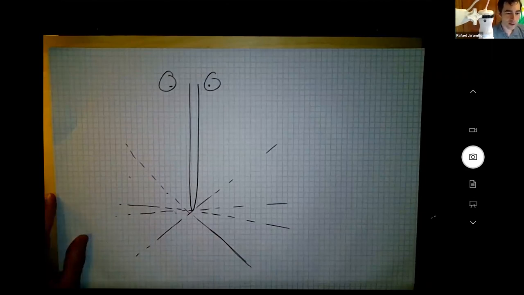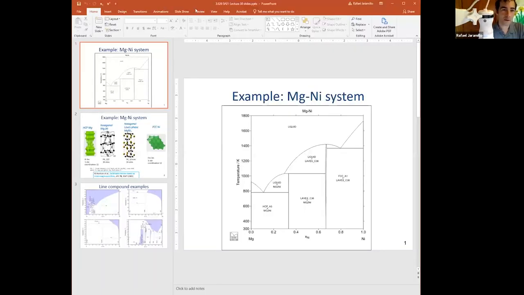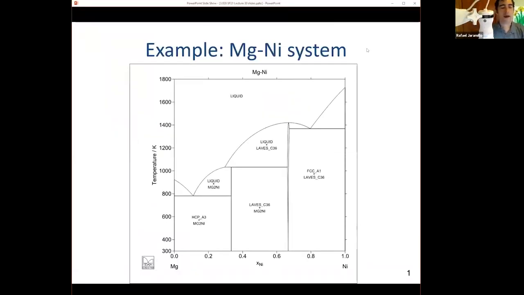So let's look at some examples here in nature. I could start with the magnesium nickel system. So we looked at this system before. I don't remember why and when, but we did. And so here's a phase diagram. It's got a number of different phases. It has a liquid phase at high temperature.